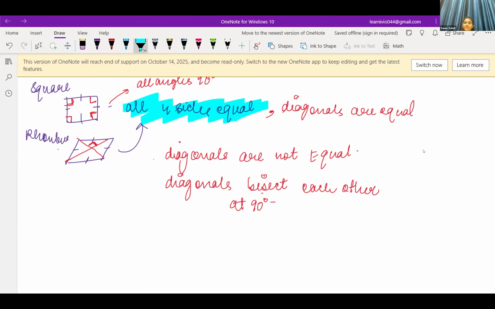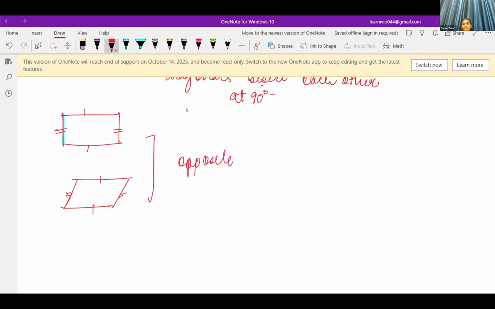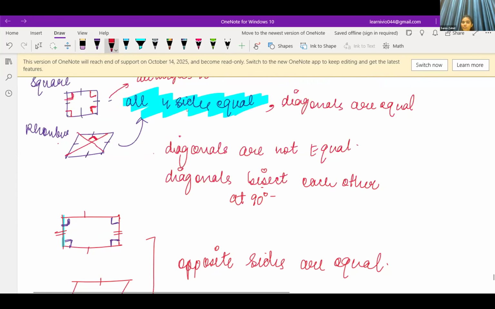Okay. Now, similarly, children, if I talk about a rectangle and a parallelogram, they also have one property equal. Opposite sides are equal. Both of them have opposite sides equal. But again, you have a similar kind of difference. Here all angles are 90 degree. Here all angles are not 90 degree. Okay. Remember this thing. Now what about the diagonals? The diagonals of a rectangle are equal. The diagonals of a parallelogram are not equal. Okay. Same as a square and a rhombus.